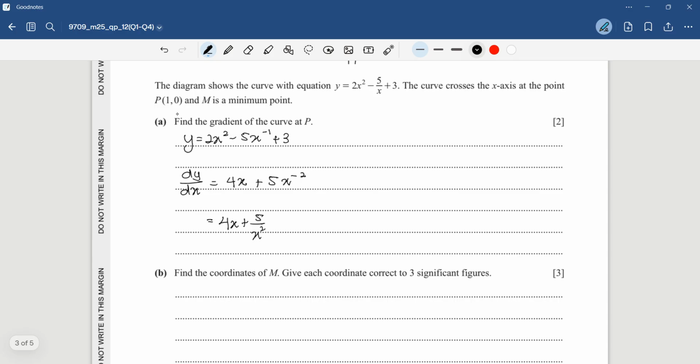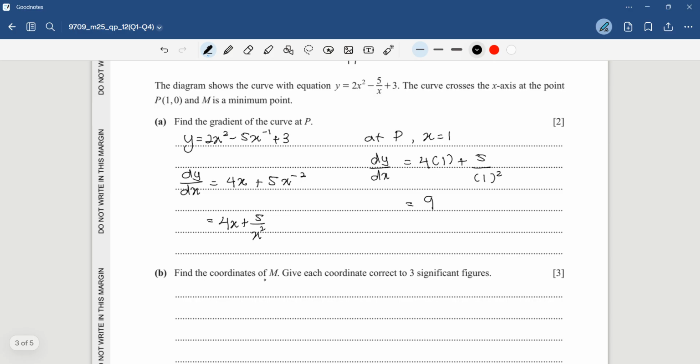At point P, x is equivalent to 1. Therefore, my dy over dx will be 4 times 1 plus 5 over 1 squared, which is 9. That's it.